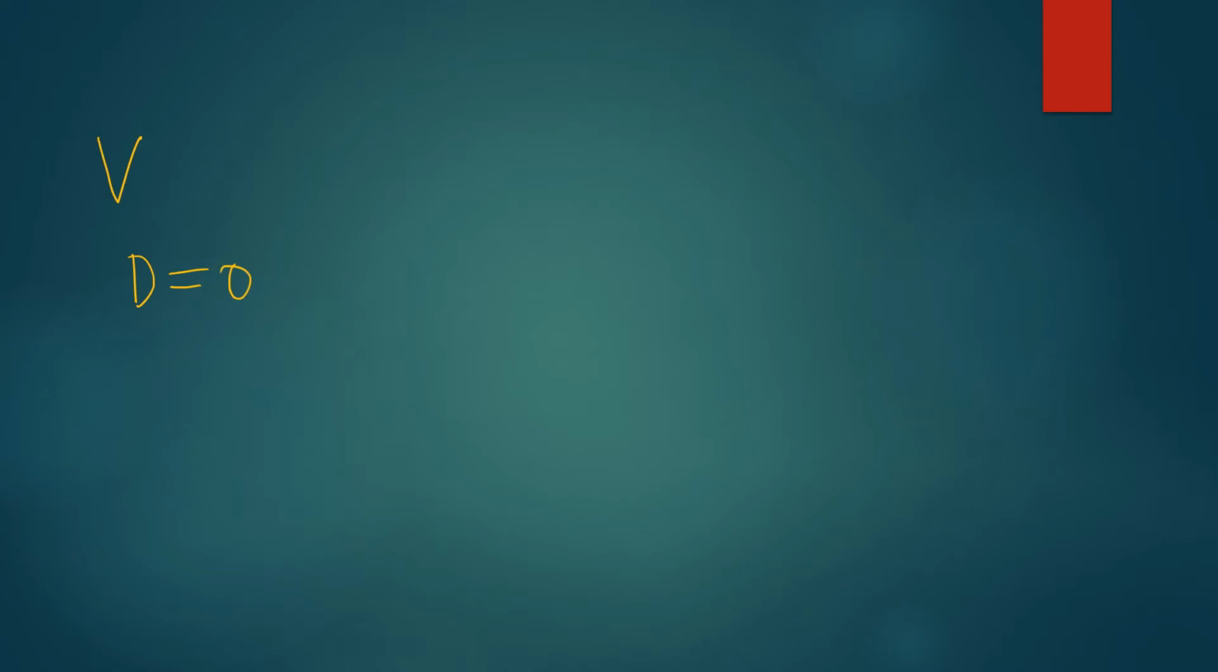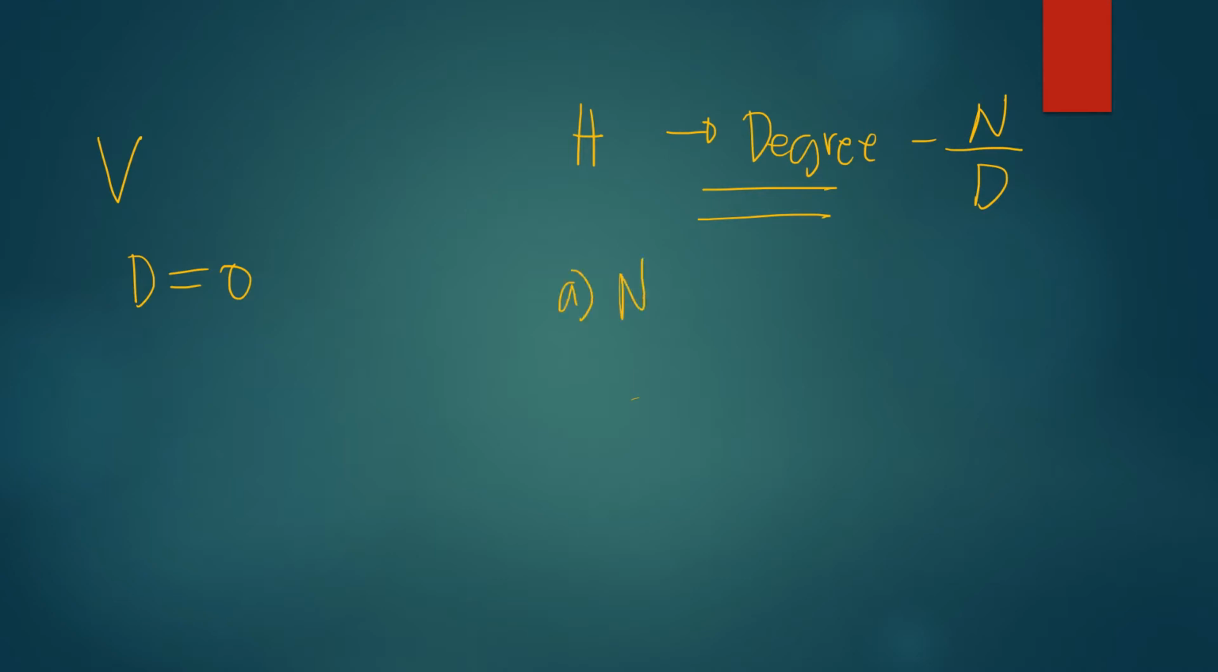Next, to get the horizontal asymptote, let us denote that by the letter H. We need to consider the degree of the numerator as well as the degree of the denominator. Again, when we say degree, this refers to the highest exponent in a given polynomial. So, if the degree of the numerator is less than the degree of the denominator, the horizontal asymptote is equal to 0.